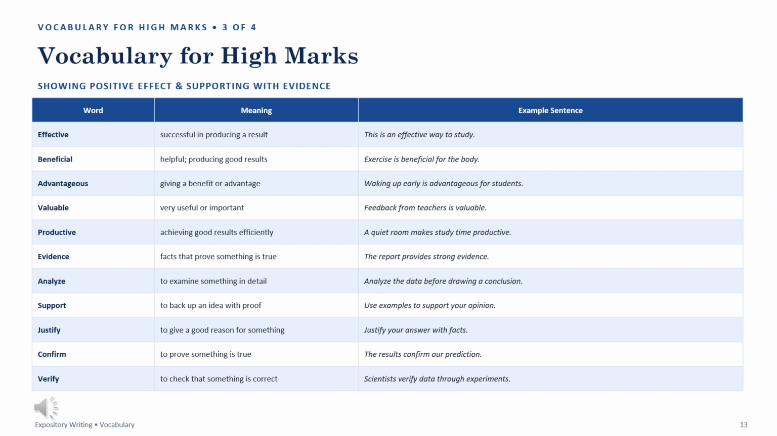Instead of saying good or helpful, try words like effective, beneficial, advantageous, valuable, or productive. For example, waking up early is advantageous for students. When you are introducing your facts, use words like evidence, analyze, support, justify, confirm, or verify. For example, scientists verify data through experiments. Using these words shows the examiner that your writing is grounded in solid research and logic.